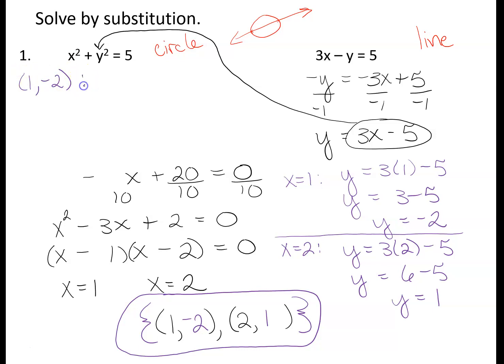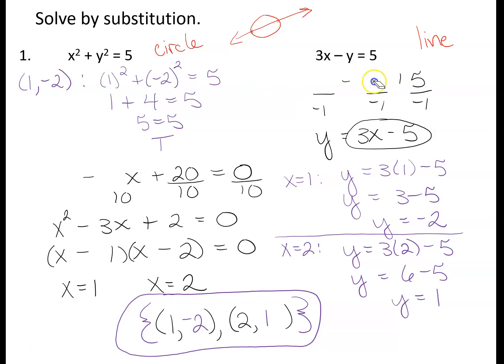So let's start with the first equation. We put 1 in for x, and we put -2 in for y. And let's see if that gives us 5. 1 squared would be 1. -2 squared would be 4. So 5 equals 5. True. Works for the first equation.